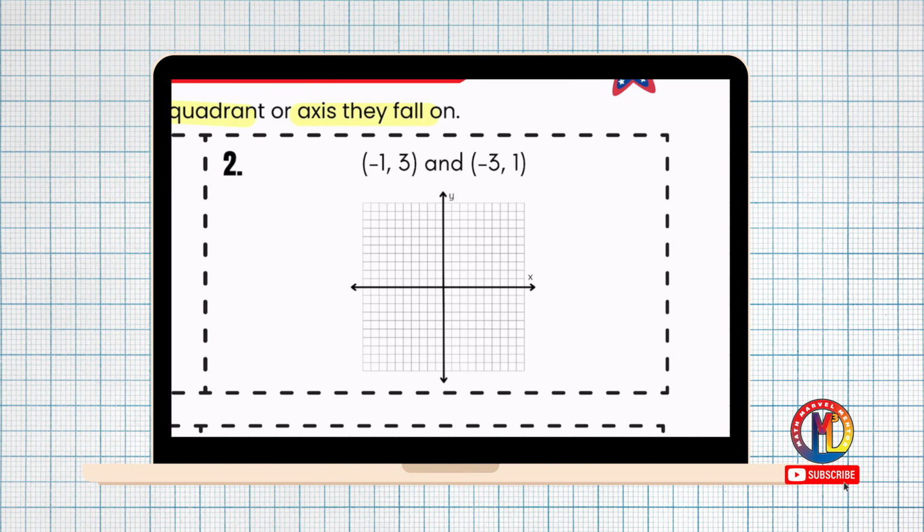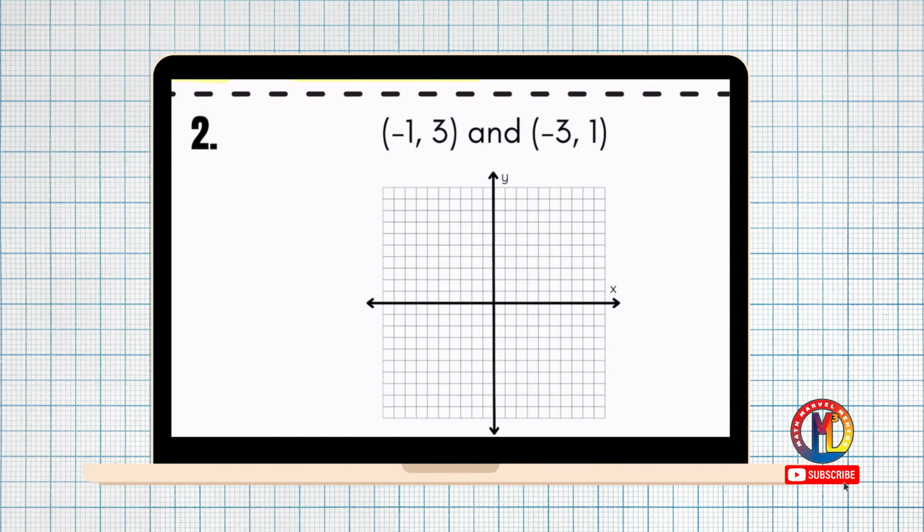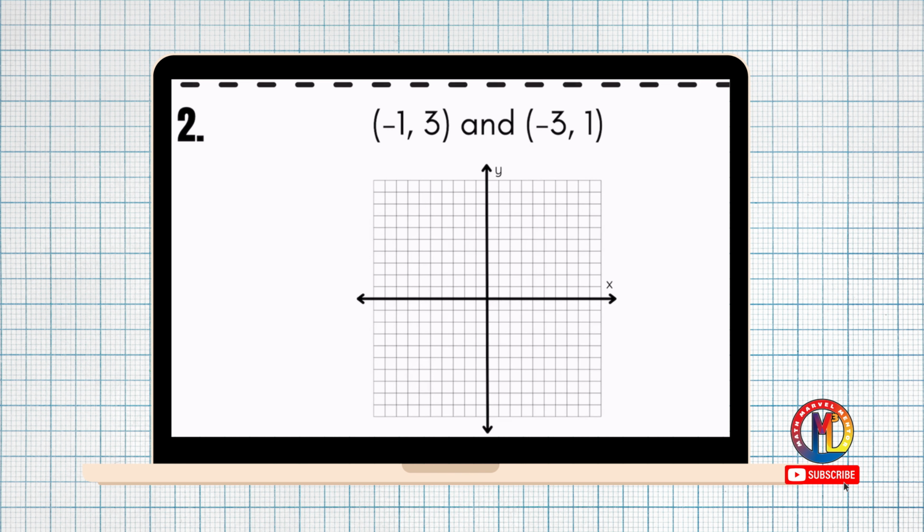Okay, let's do another example here. Let's look at number 2. So we have -1 and 3, and we have -3 and +1. So again, I'm going to label my x values as the first term. Remember, an ordered pair is x and then y.